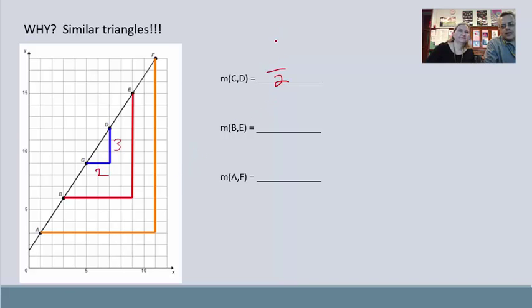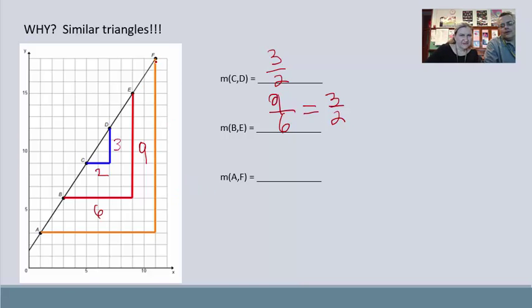How about the red one? Let's take a look. What's my slope here? Here's my rise: I go 2, 4, 6, 8, 9. And for the run, 2, 4, 6. So 9/6. You might say, wait a minute, that's different, but if you reduce 9/6, it reduces to 3/2. What if we use the gold one?